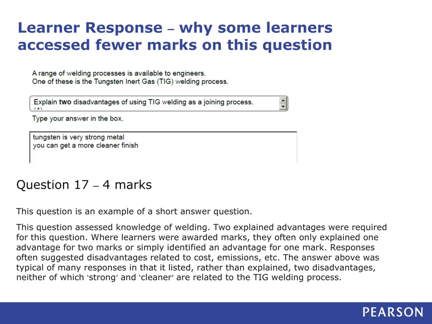Question 17. This question is an example of a short answer question. This question assessed knowledge of welding. 2 explained advantages were required for this question. Where learners were awarded marks, they often only explained one advantage for 2 marks, or simply identified an advantage for 1 mark. Responses often suggested disadvantages related to cost, emissions, consequently not being awardable. The question assesses knowledge of engineering processes from topic A2. Welding is specifically mentioned here, and learners should have an understanding of the full range of welding processes.